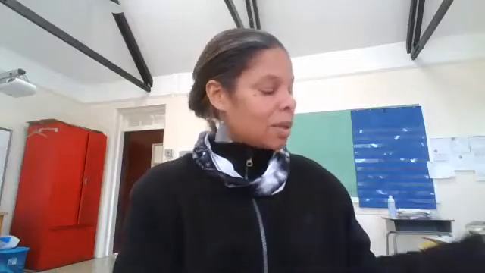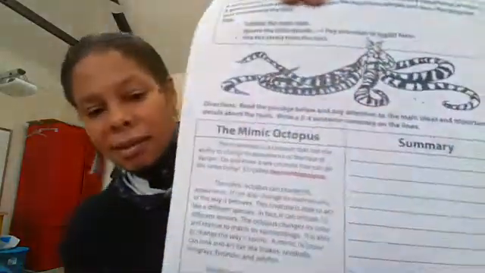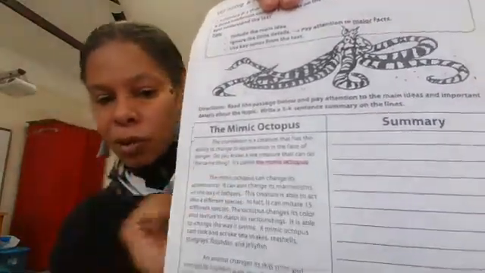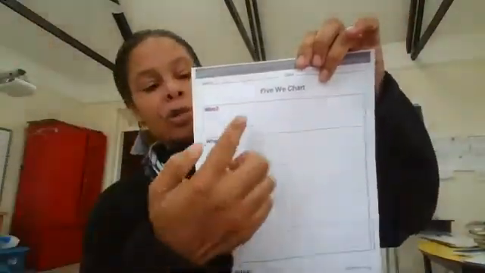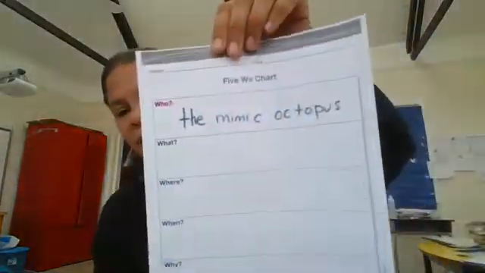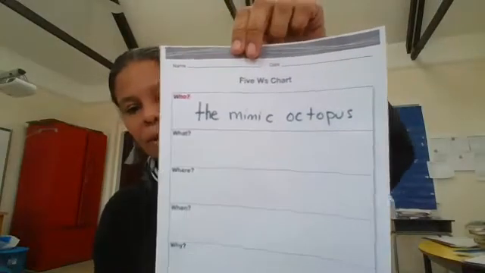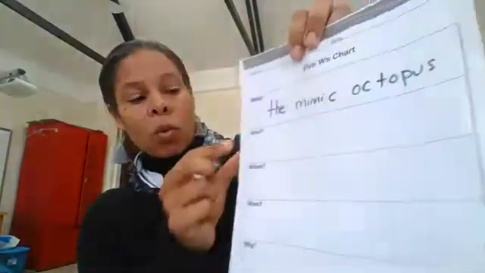Okay, boys and girls, so who did you highlight? Because I highlighted the mimic octopus. That's who we're talking about. So on your 5W's chart, in the box that says who, I want you to write the mimic octopus. Okay, so Ms. Brown did it. You see that?